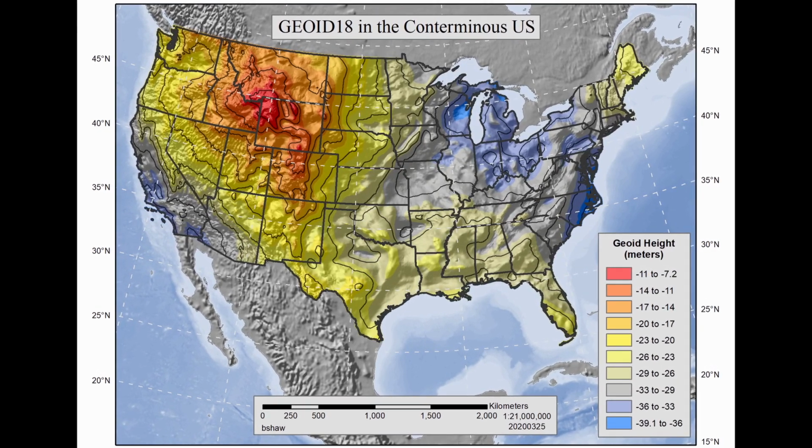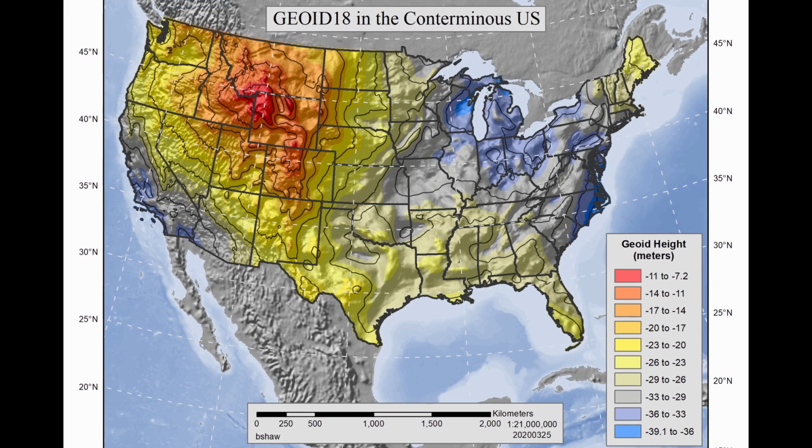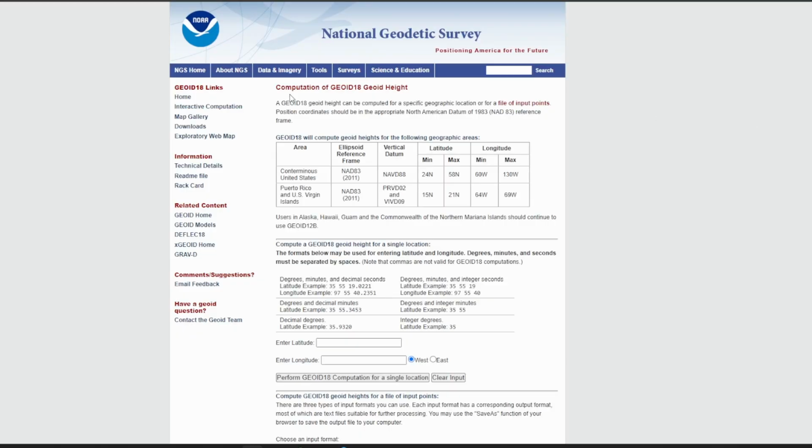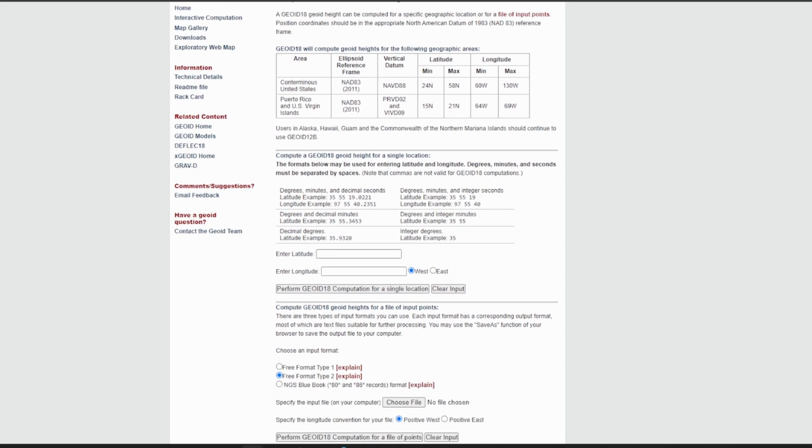By how much? Well, it depends on where you're at on the Earth because, as we discussed earlier, the geoid is an amorphous surface that has peaks and valleys. NGS has a GEOID18 height computation tool that we will use to look at a few examples to help assign real numbers to this problem.